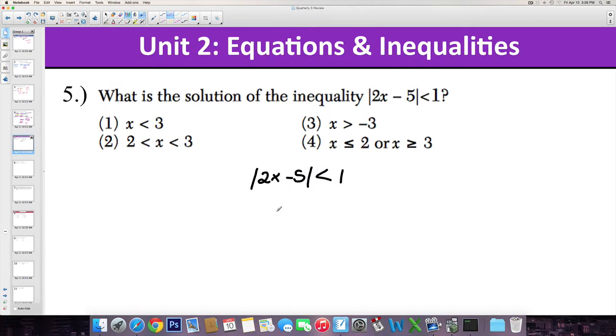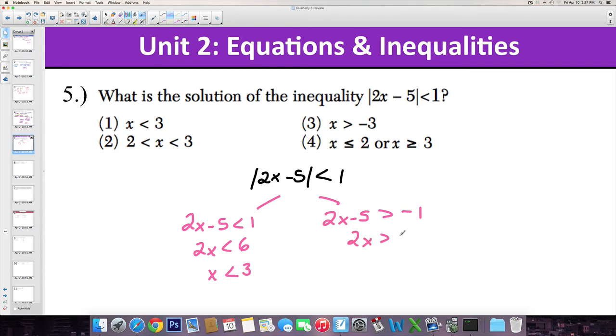So we have an absolute value inequality. So we'll break it up into two inequalities. 2x minus 5 is less than 1. And 2x minus 5 is greater than negative 1. So switch your inequality sign and negate the value on the right. 2x is less than 6, so x is less than 3. And we have 2x is greater than 4. X is greater than 2.